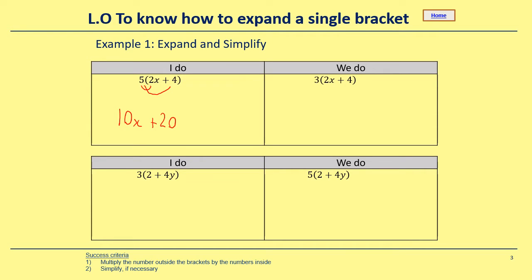Likewise for the other I do, we've got a 3 outside the bracket, so this 3 is going to be multiplied by everything inside the brackets. So I'm going to do 3 times 2, and I'm going to do 3 times 4y. So 3 times 2 gives me 6, and then 3 times positive 4y gives me positive 12y. Okay, so please pause the video there, copy these 2 down, have a go at these 2 we do questions for me.